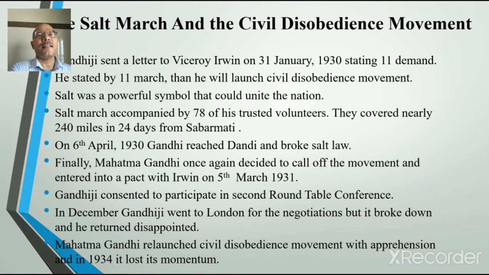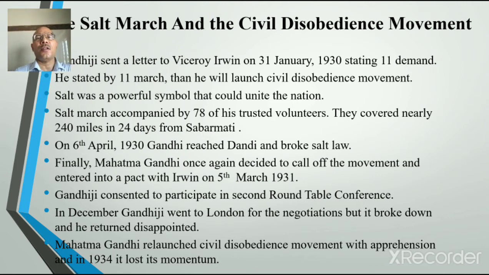that Gandhiji sent a letter to Viceroy Lord Irwin on 31st January 1930, stating 11 of his demands. Out of these 11 demands, one of the most important demands was the abolition of the tax on salt. Why is this so? There were lots of demands, but this was one of the most important.